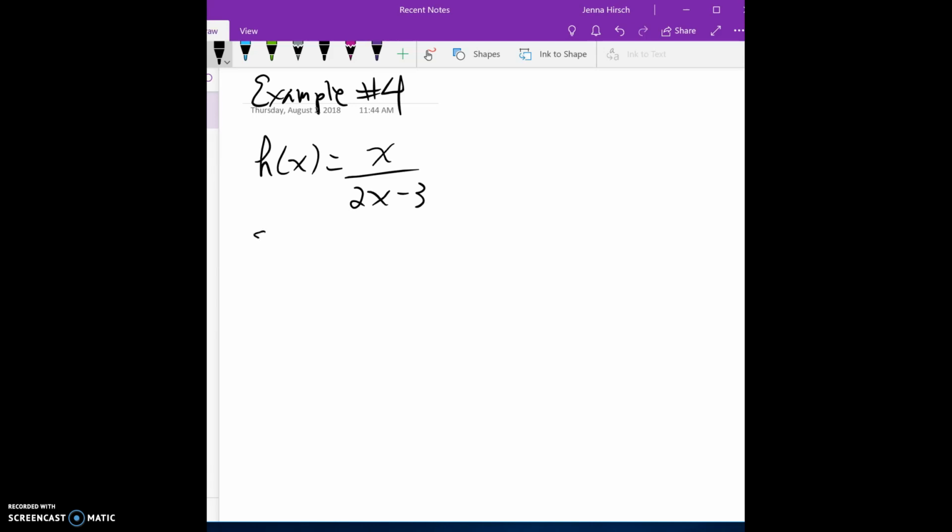Okay, so step 1, we're going to rewrite h of x as y. So we have y is equal to x over 2x minus 3. Now remember, step 2 is to solve for x, but notice that I have x's in two places. So I have x's in the numerator and x's in the denominator. In that case, it's always best to clear out the denominator first. So I'm going to get the x's out of the denominator. And we do that by multiplying both sides of the equation by the LCD, which is 2x minus 3.